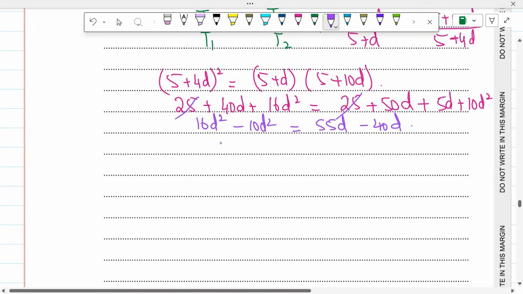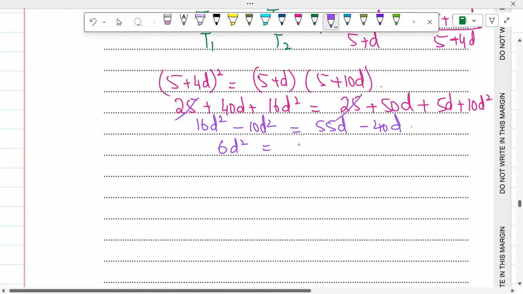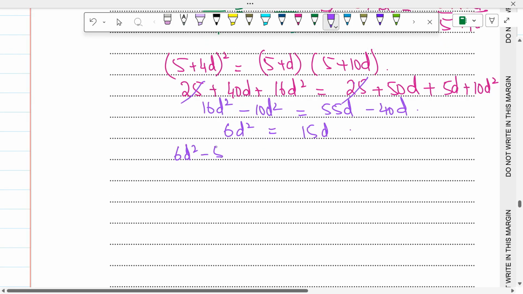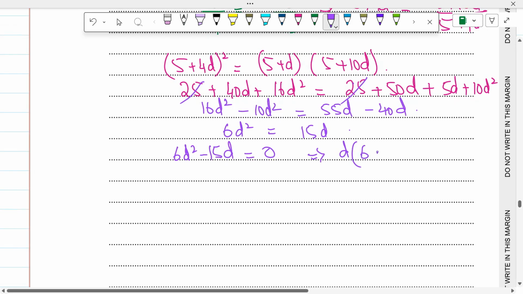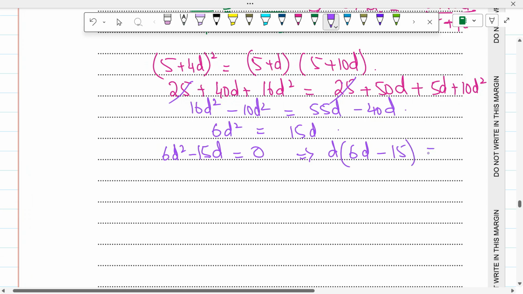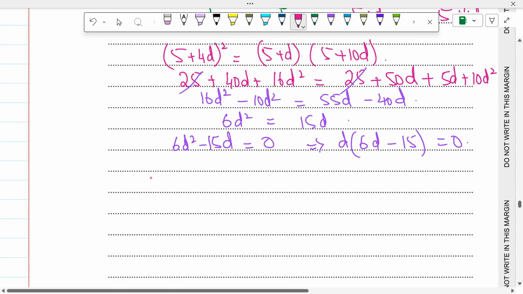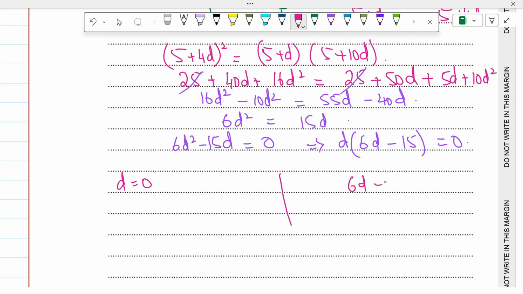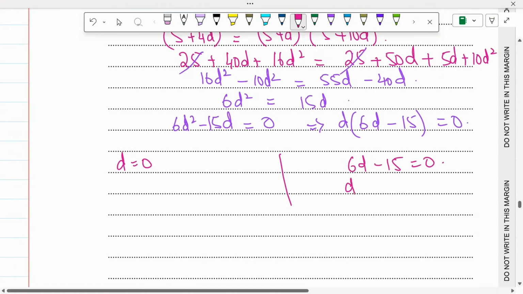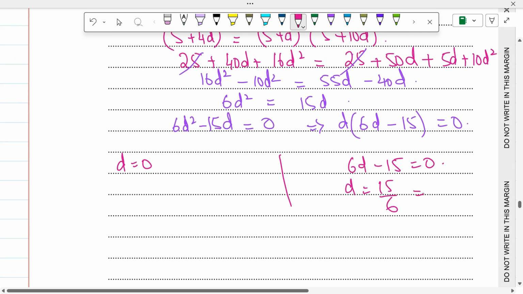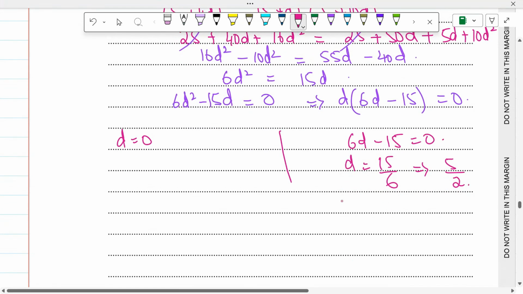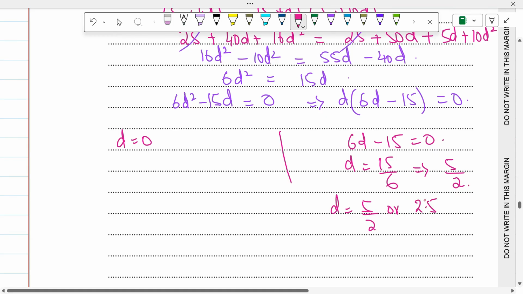Solving, we will have 6d squared equals 15d. So 6d squared minus 15d equals 0. Taking d common, we will have d times (6d minus 15) equal to 0. Equating each of the two factors to 0, d equals 0, and on the other side 6d minus 15 equals 0, in which case d is 15 over 6, which is 5 over 2. So d is equal to 5 over 2, or 2.5.